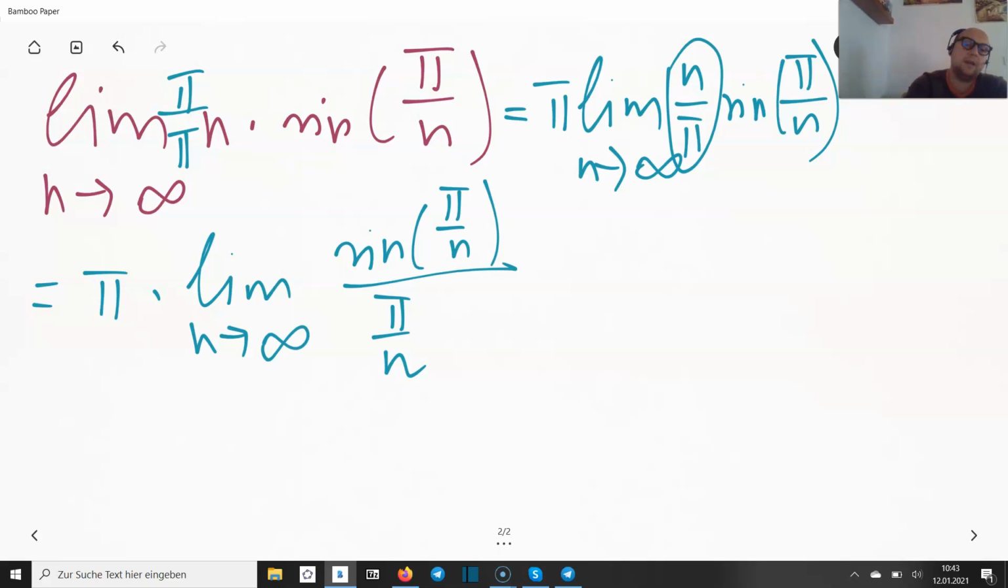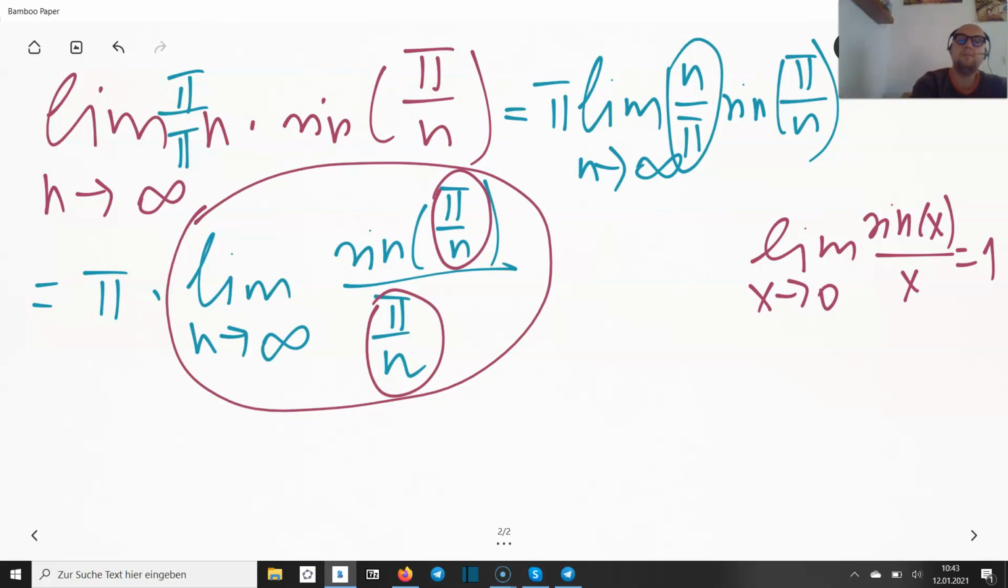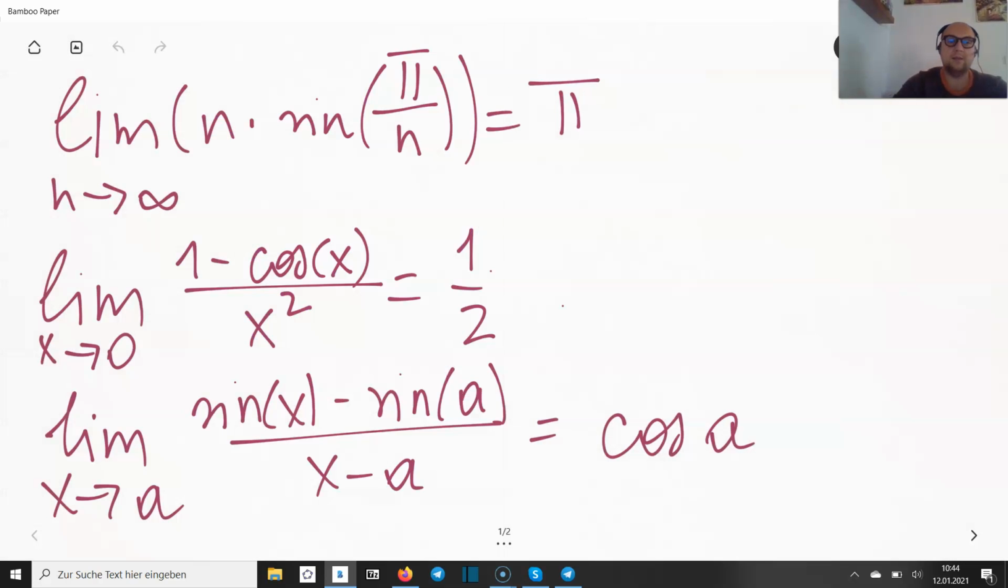And now you see, as n is approaching infinity, the denominator is approaching 0, and the argument in the sine is also approaching 0. So we're basically dealing with the limit x towards 0, sine of x divided over x, and this is 1 if you remember that. So that limit is 1, and we get pi times 1, which is pi. First limit, check.